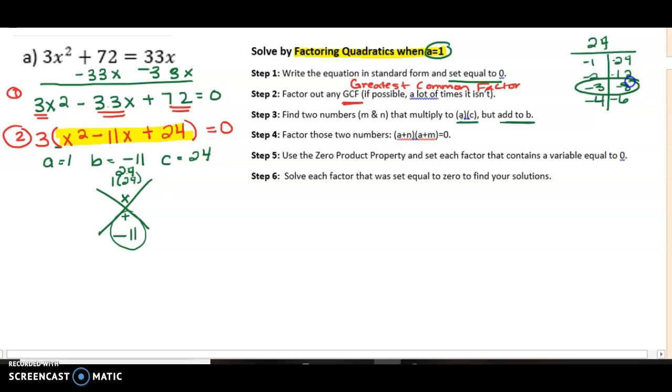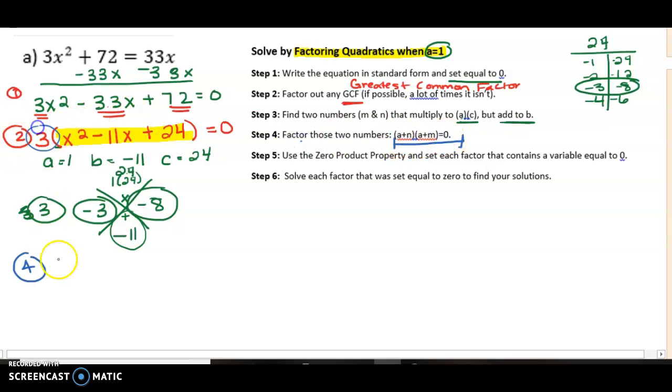Right here, negative 3 and negative 8 do. Okay, so I found, this is my step 3. My 2 numbers are negative 3 and negative 8. All right, so step 4, now I'm going to factor those two numbers into parentheses that look like this.